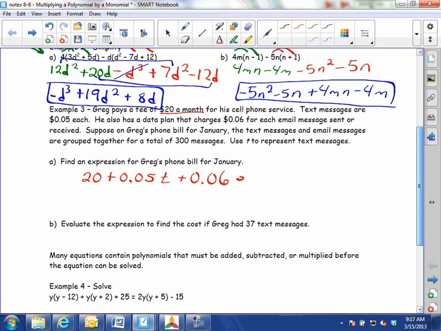Okay, you're right. We don't know how many email messages there are, right? So we know that together, text messages and email messages were 300, and they just want us to use T. They don't want us to use any other variable except for T. So we're going to have to do something with that E over there. What do you think?